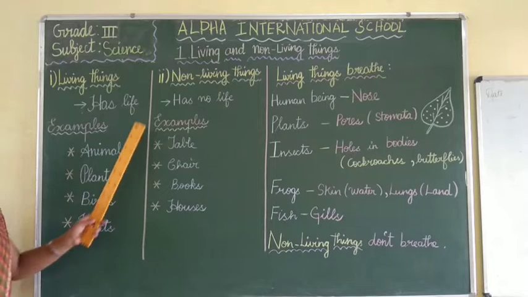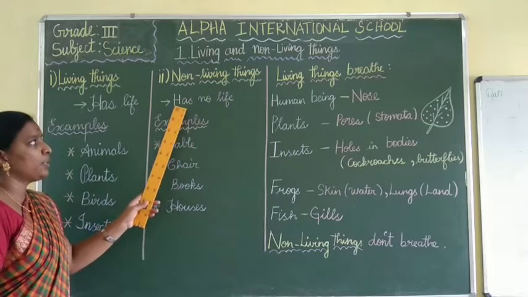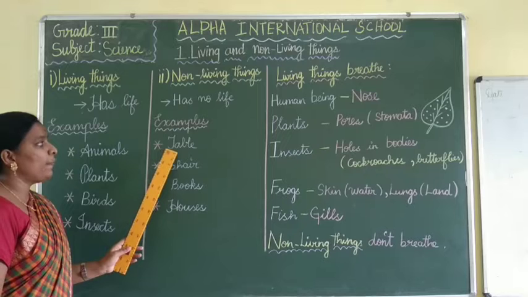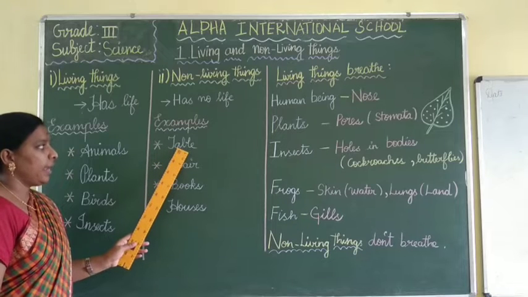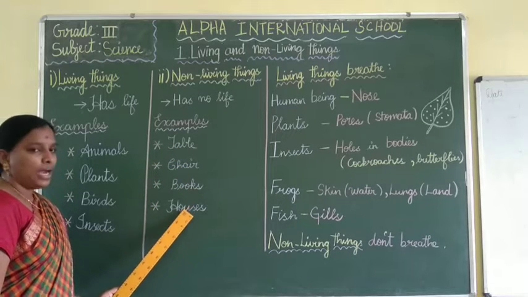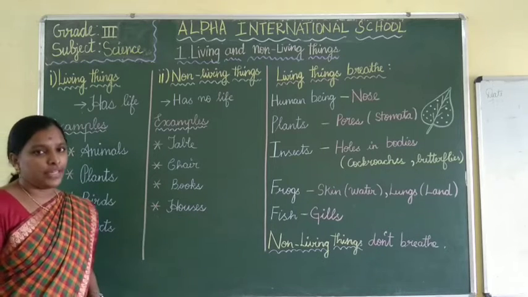Then come to non-living things. Non-living things, all the objects will not have a life. So what are the examples for non-living things? Table, chair, books and houses. So these are the examples for non-living things.